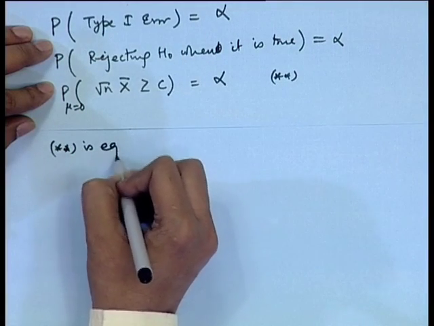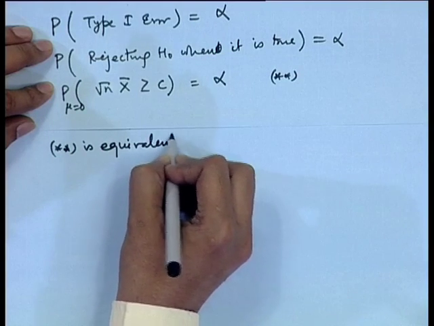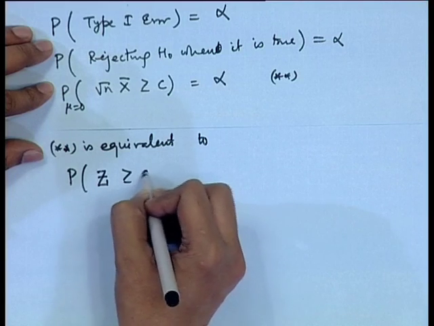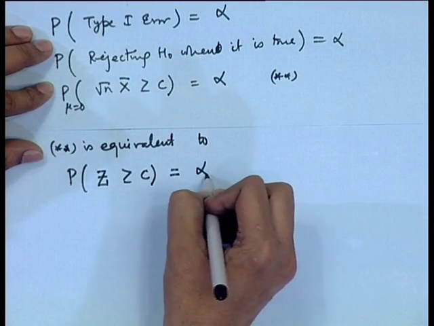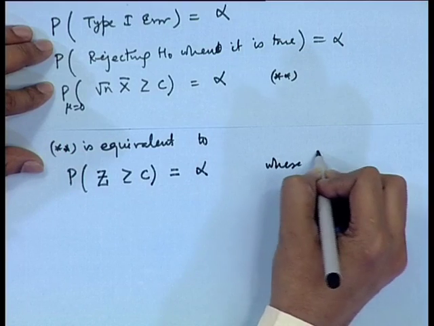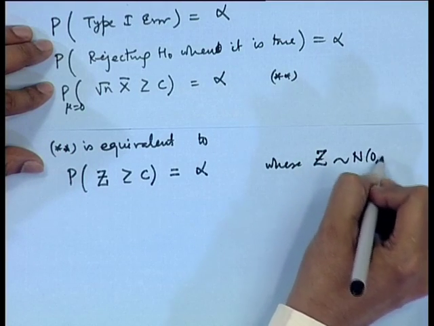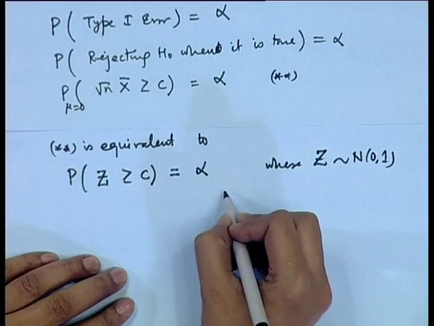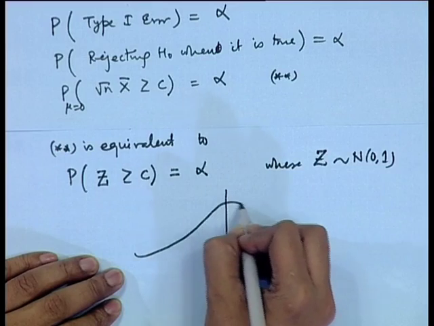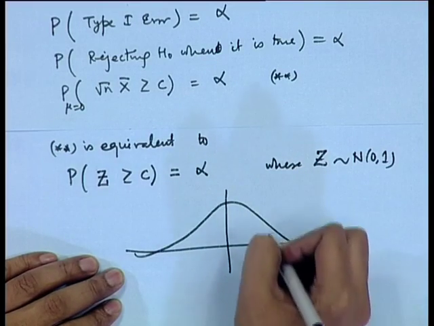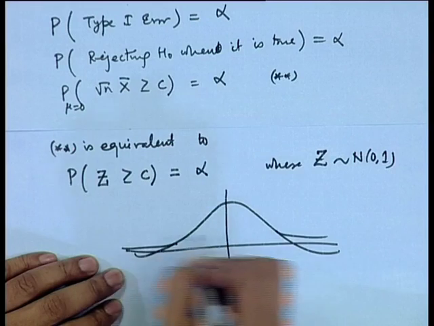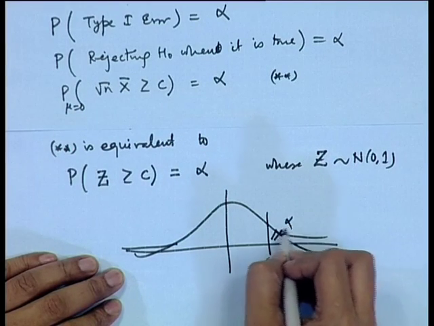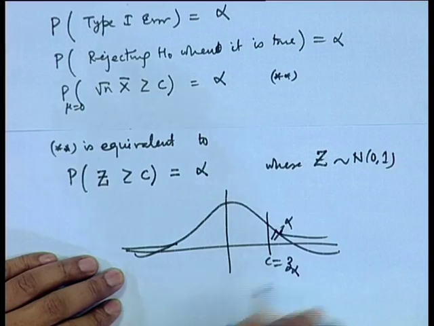is equivalent to the probability of Z greater than or equal to c is equal to alpha, where Z is a standard normal random variable. That means, if we are considering a standard normal probability density function, then c is the point such that the probability beyond this is alpha. So, this is equal to Z alpha.